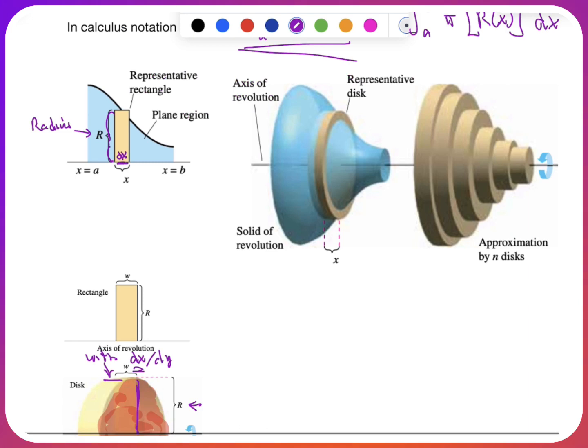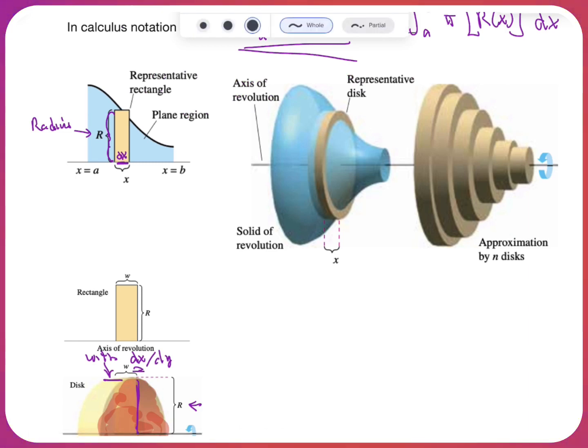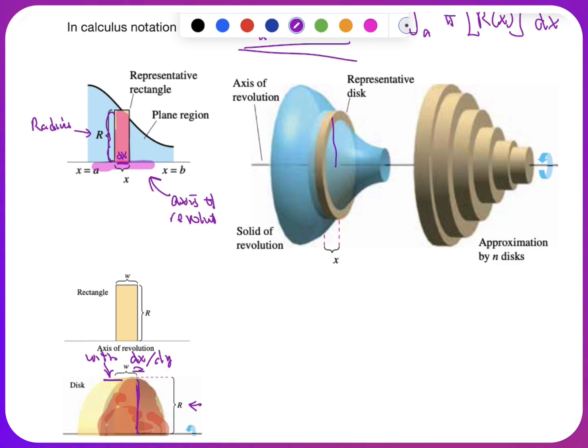dx. Now these are going to be objects that are flush with the axis of revolution, and notice that our representative rectangle is perpendicular to our axis of revolution. So that's in the 2D object. Here it is in the 3D object. This would be our r of x, and here is our axis of revolution. Notice it's perpendicular to it.